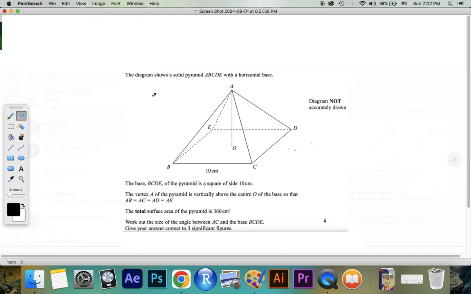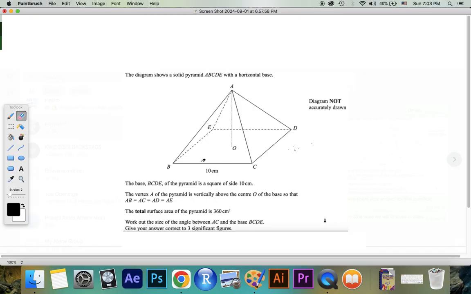So let's read the question first. It says the diagram shows a solid pyramid ABCDE with a horizontal base. ABCDE is the pyramid, right? With AO as the height. Okay, and the diagram is not accurately drawn.